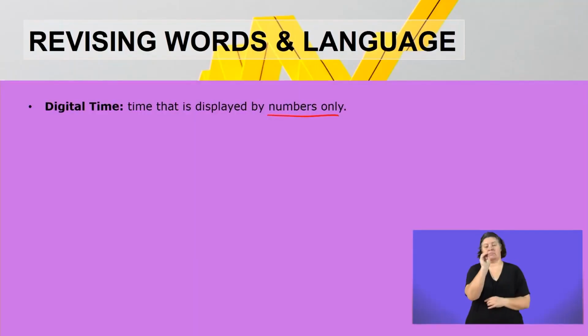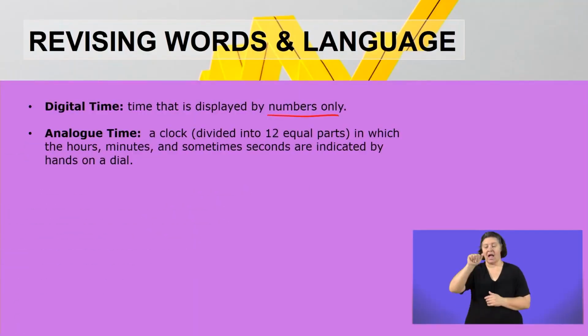Remember, digital time is time that is displayed in numbers only. All right? Then analog time is where we use a clock divided into 12 equal parts, in which the hours, minutes, and sometimes the seconds are indicated by hands on a dial.